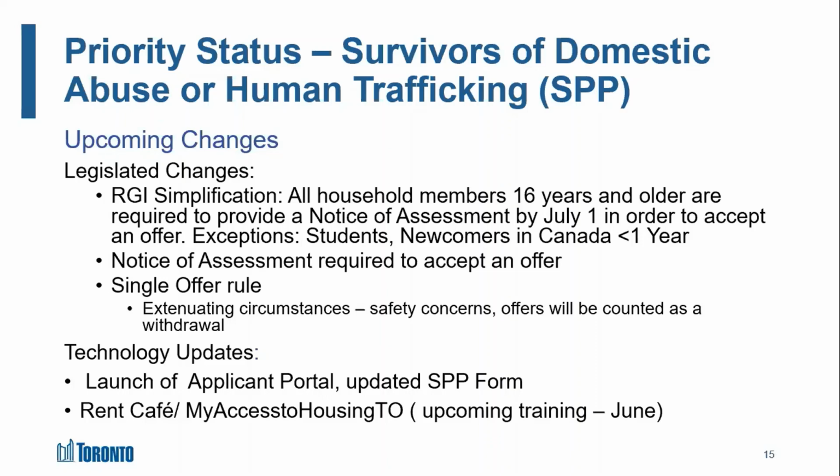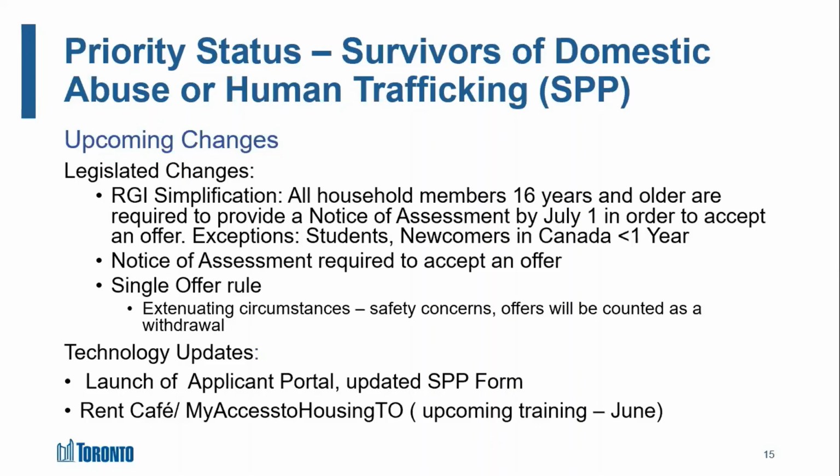The single offer rule will also be playing itself out in the summertime, and we will keep you informed as this also rolls out. The single offer rule will be when an individual expresses interest on a unit, they must take that unit. If they do not take that unit, they will be removed from the wait list. Under special priority, there is an extenuating circumstance that has been built in, and this is around safety concerns. So if your applicant accepts the unit and realizes her abuser or her trafficker or family members are in that area, that offer can be counted as a withdrawal.